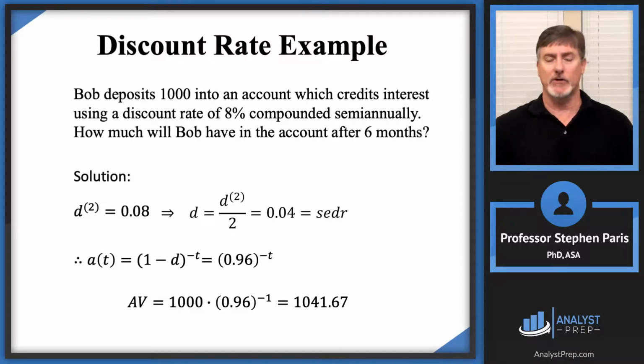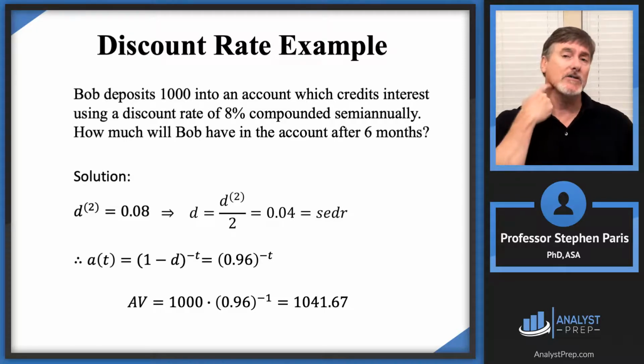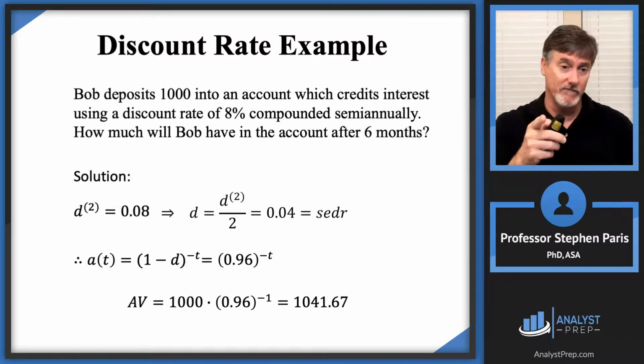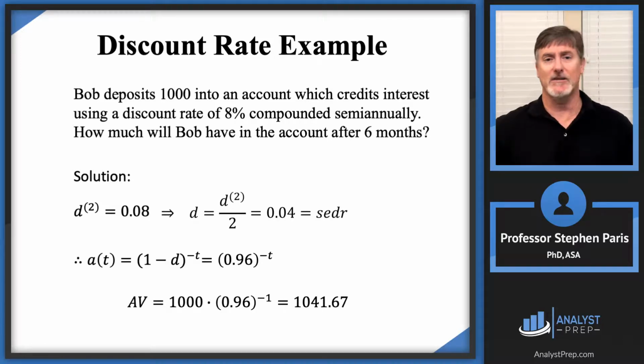And then the problem proceeds as before. The accumulation function is 1 minus that d, or 1 minus 0.04, 0.96 raised to the negative t power. This time, t is measured in semi-annual periods, and since 6 months is exactly 1 semi-annual period, I'm plugging in a 1 for t, and I would get that the accumulated value is 1,000 times 0.96 to the minus 1, and you can see on the screen that's $1,041.67.